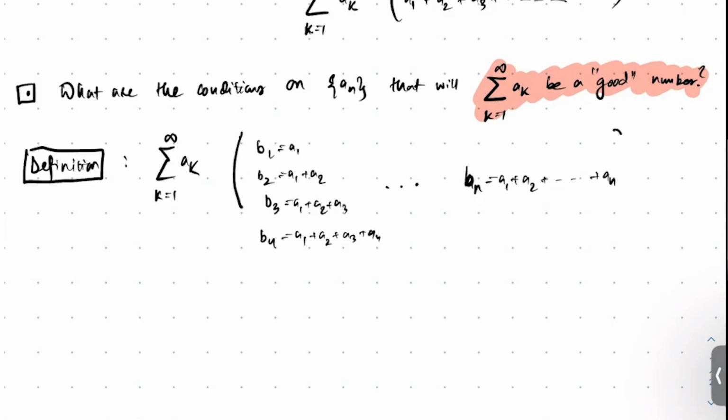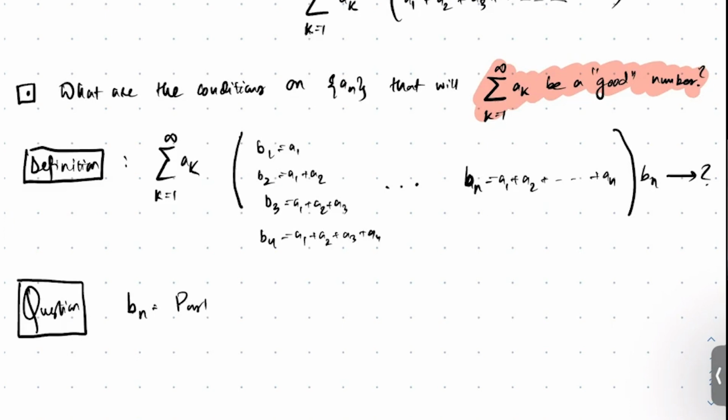Now this is a new sequence. The question is how bn behaves, whether bn converges or not. These bn's are called the partial sums. You're taking partial sums of the sequence an, for all n. We're trying to understand the partial sums and see how they behave: whether they converge, don't converge, or what they do.